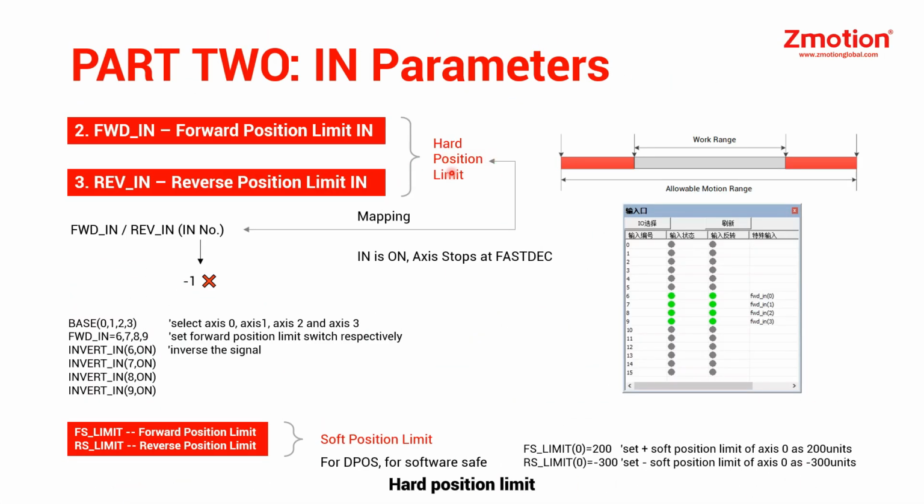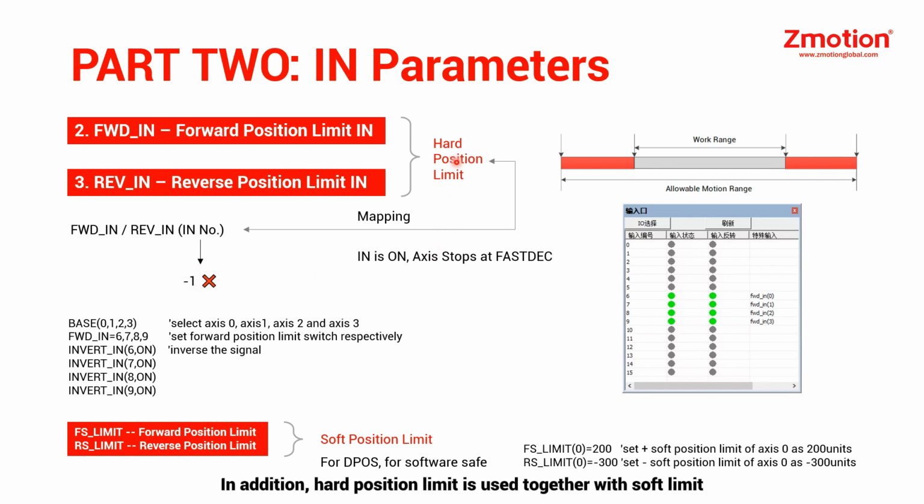Hard position limit, including positive and negative. Actually, the hard position limit is a physical switch component. It is mapped into an IN switch signal by the command. Then the controller position limit signal takes effect. The axis will stop immediately. The stop deceleration is the value of the emergency stop deceleration. Here are examples. But if we want to cancel it, just set it to -1.